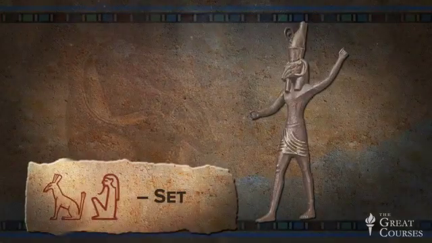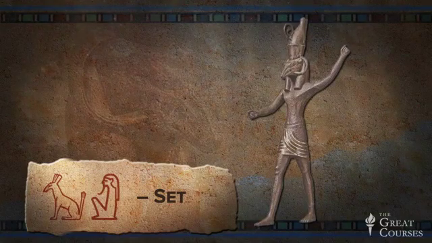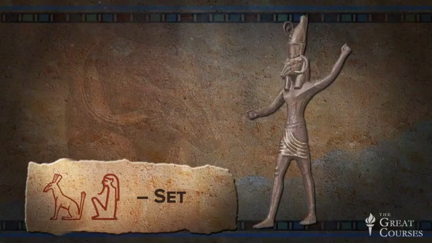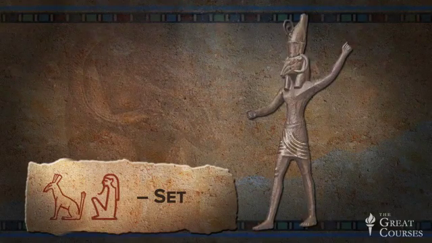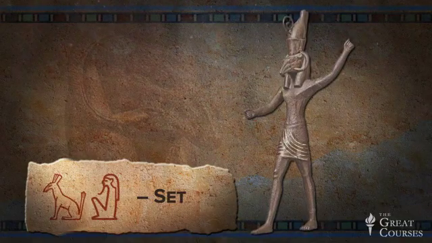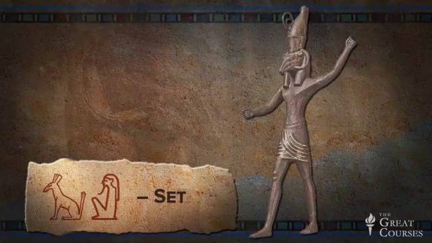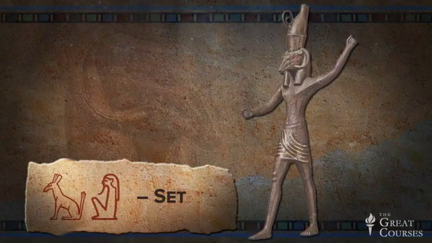Isis and Osiris have another brother and sister, Set and Nephthys. Set is sometimes transliterated as Seth, but his name is written like this. He's associated with that strange animal at the end, and we aren't sure what it is. Notice that the tail is forked. People have been trying to identify the animal for a long time, but it may just be a mythological creature.